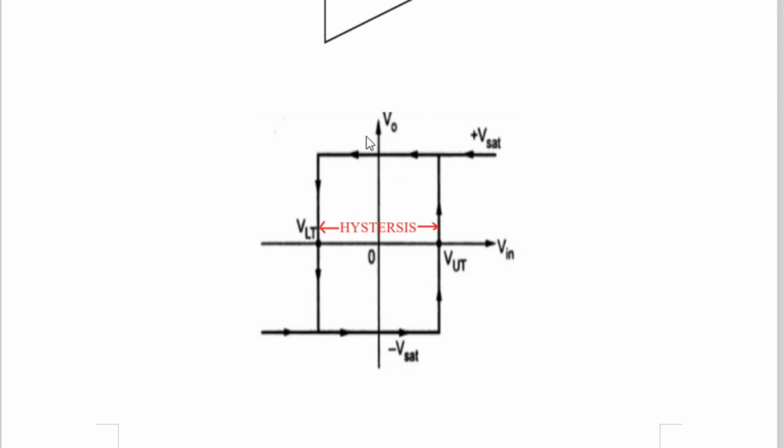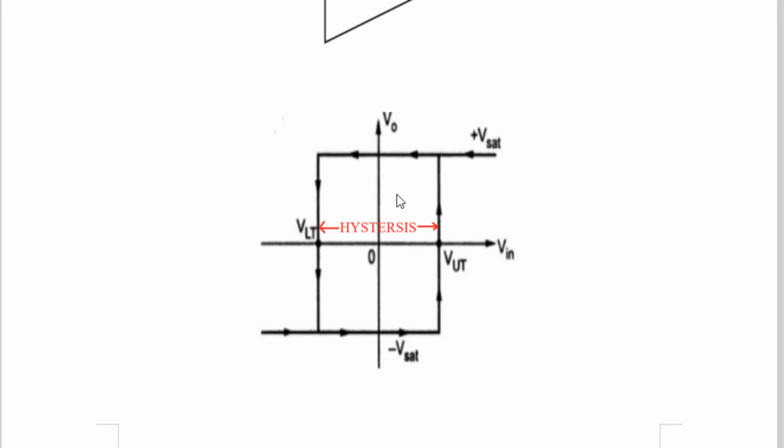On the y-axis is the output voltage, that is the voltage of the op-amp, which always remains at plus Vsat, that is plus VCC, or minus Vsat, that is minus VEE. The width here, this point marked VUT, means the upper trigger point voltage. Here this point is marked VLT, the lower trigger point voltage. Now why is LT on the left-hand side and UT on the right-hand side?